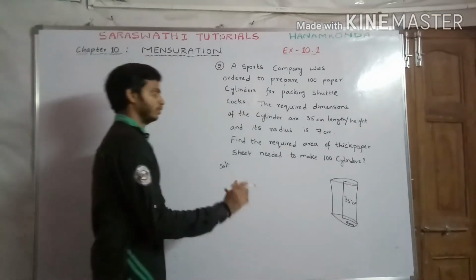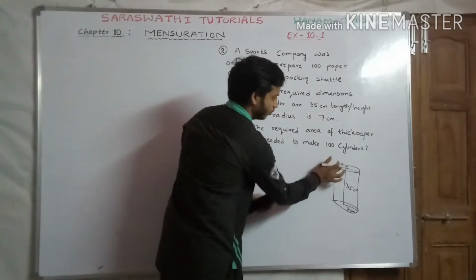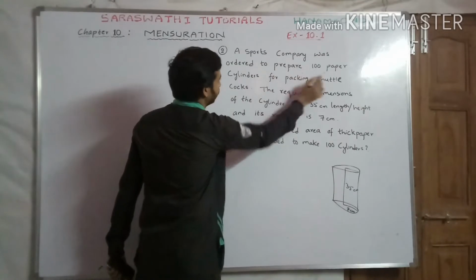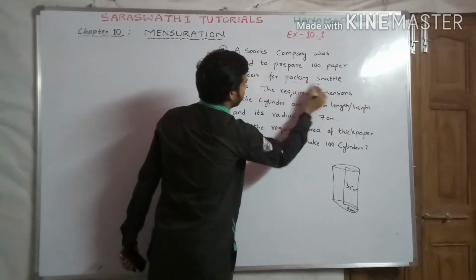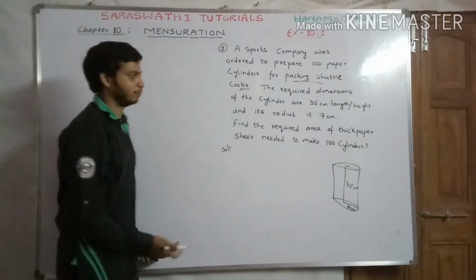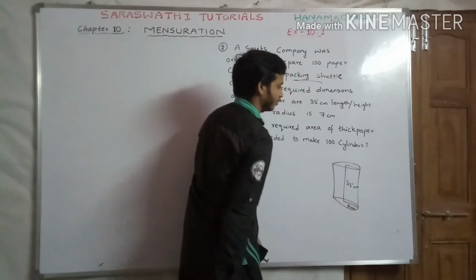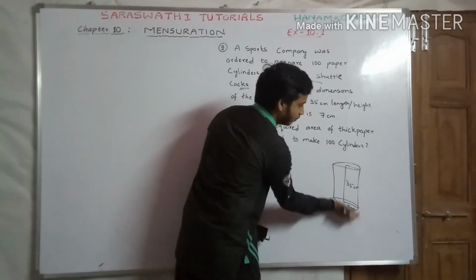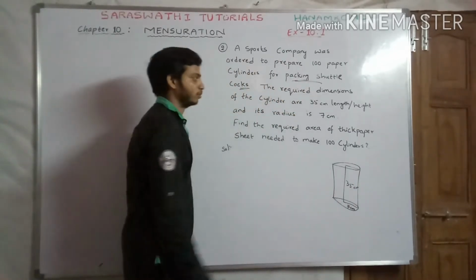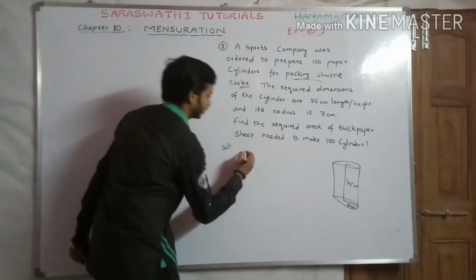In order to find the area of sheet required to make one cylinder, we have to find the total surface area. Why? Because the sports company was ordered to prepare 100 cylinders for packing shuttlecocks. That means we have to close the top side and bottom side in order to pack the shuttlecocks, so the top area and bottom area are also considered. So we have to find the total surface area of the cylinder. First write the given data.